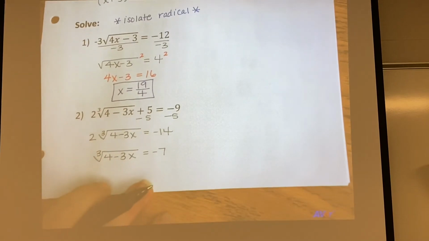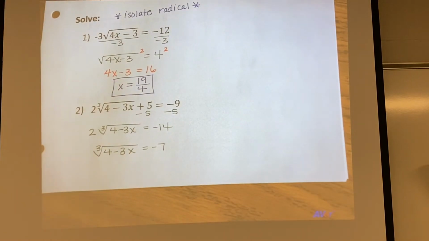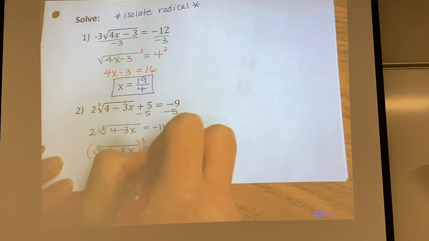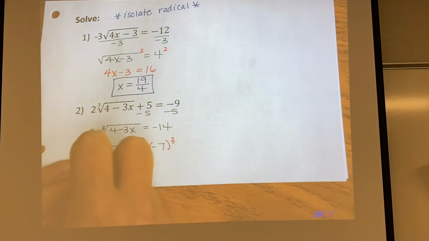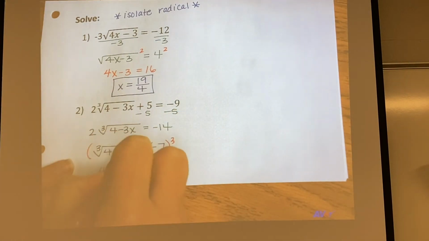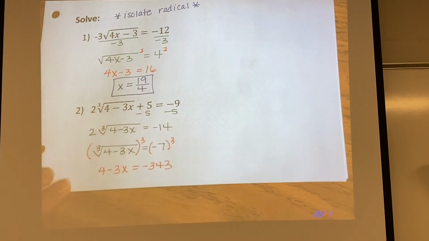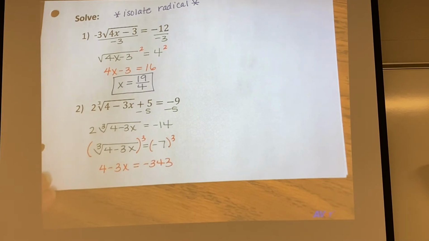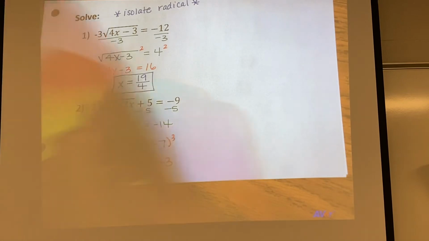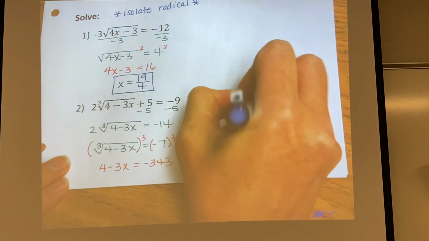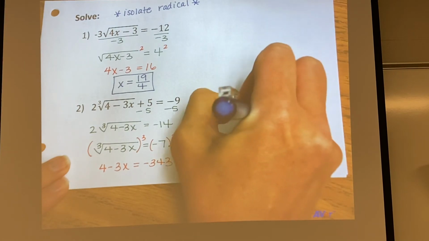All right, now we want to get rid of the radical. Last time it was a square root, so we squared both sides. This time it's a cube root, so we're going to cube both sides. When we do that, that eliminates the radical on the left side. And then negative 7 cubed is negative 343. And then we just finish solving normally, getting x by itself. So subtract 4 and divide by 3, which gives us x equals a positive 347 thirds.